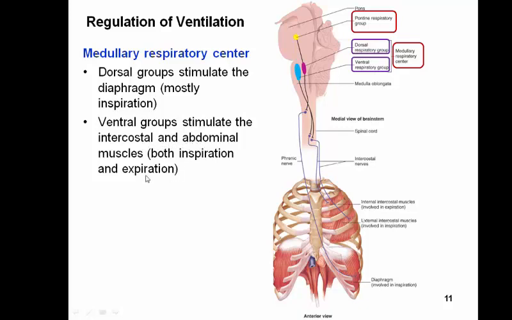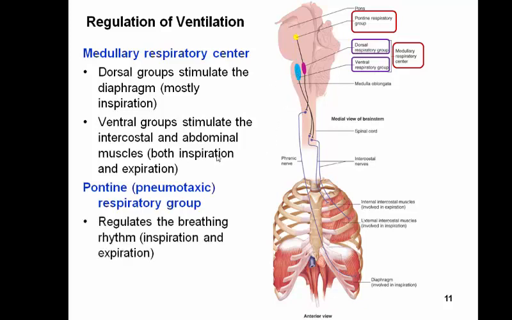expiration as well. So typically when you're sleeping during rest, the dorsal group is the main one that's active, and we just rely on elastic recoil and relaxation of the diaphragm to push air out of the lungs for expiration when we're resting. But when there's a need to increase ventilation, the ventral respiratory group becomes more active.